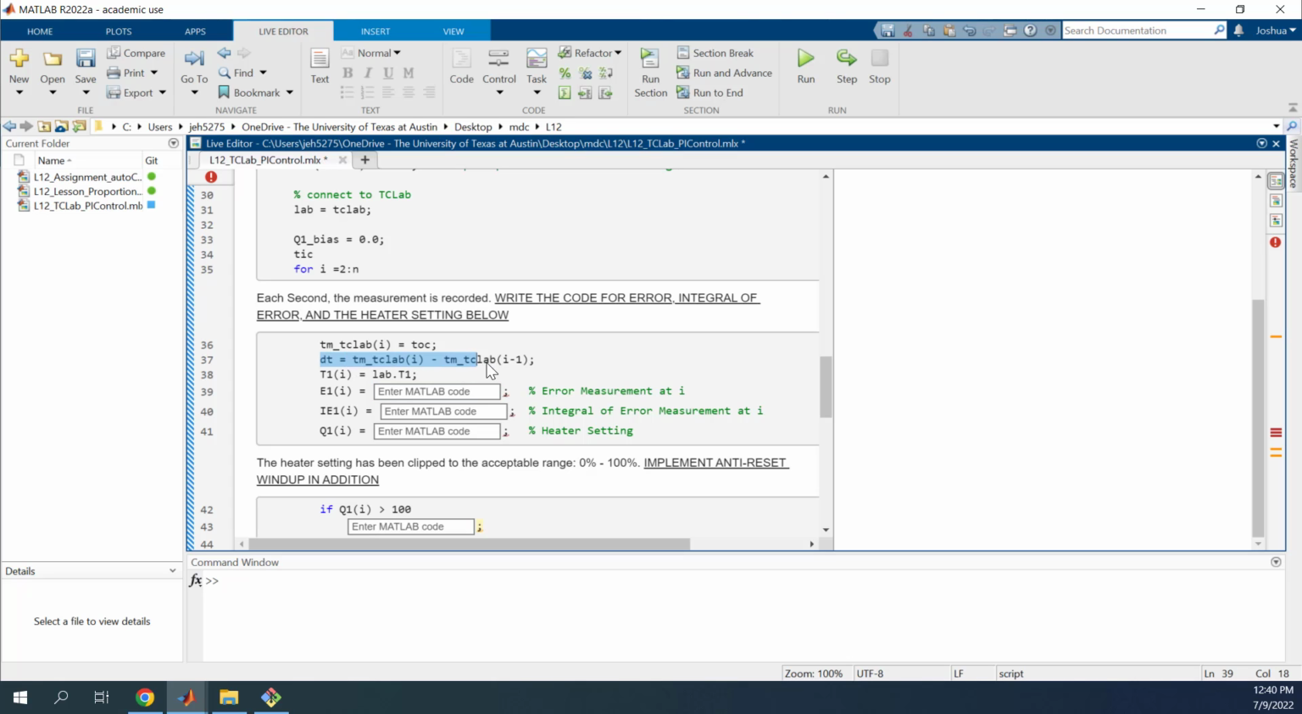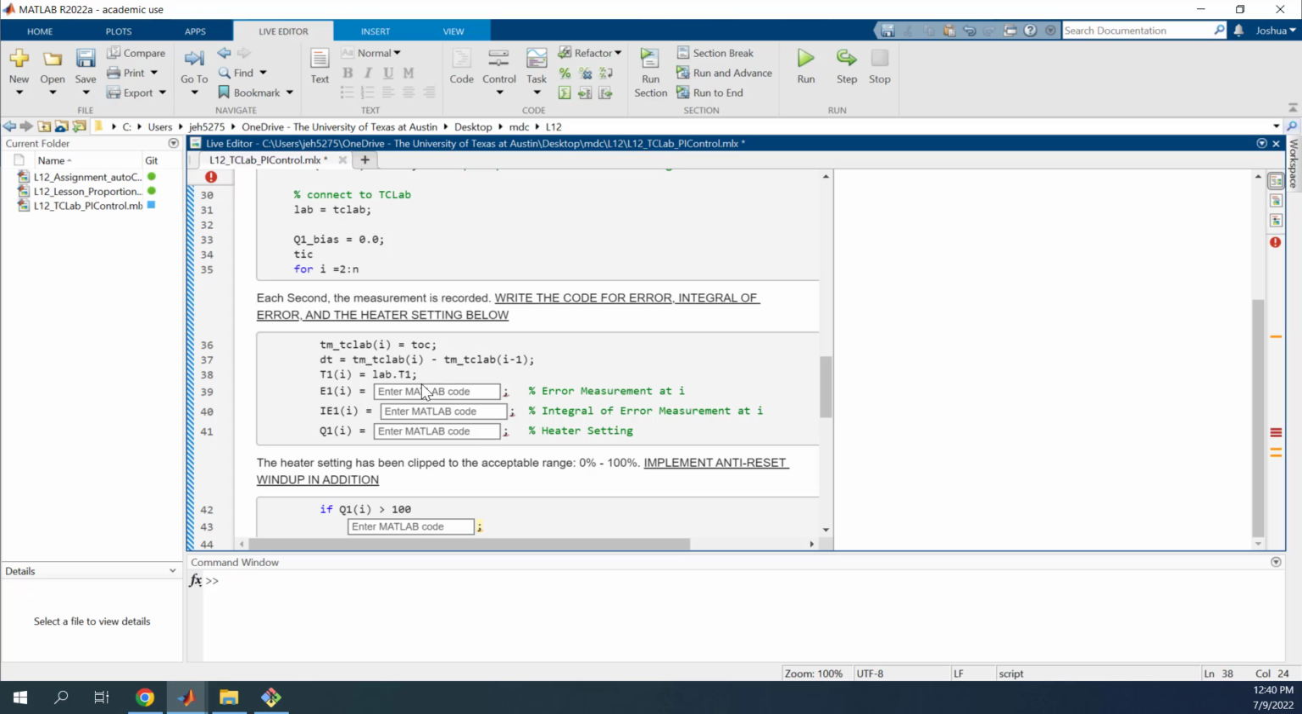Excuse me real quick, I said this line right here, line 37, was difference in temperature. That's difference in time. I don't know why I said that. I just realized that hearing myself. This is the difference in time, and that will be important for us as we make our integral. We need to know how much time was at a certain error.